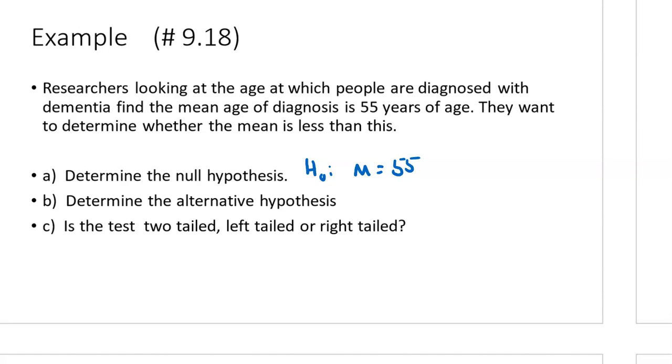The alternative hypothesis is that the mean is actually less than, right? Because they want to find out if the mean is less than this, the alternative hypothesis is that the mean is less than age 55. So I might take a bunch of ages of people who are diagnosed with dementia, and from that sample, I might have enough evidence to say that the average age of diagnosis is less than 55. So is it two-tailed, left-tailed, or right-tailed? It's left-tailed, because I'm working my way to the left of 55 years old.